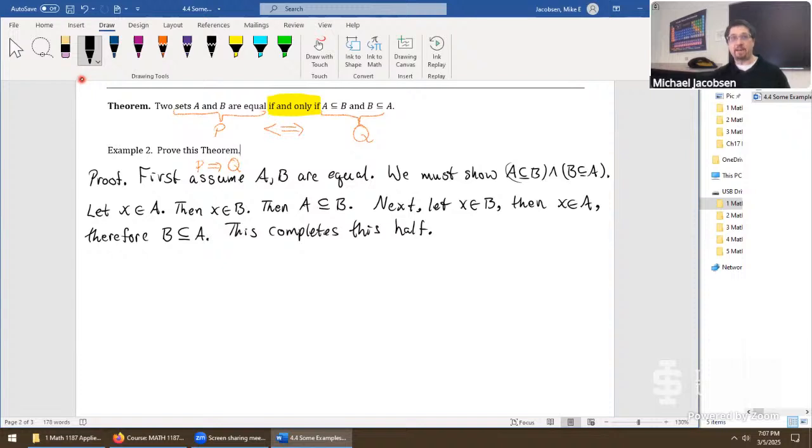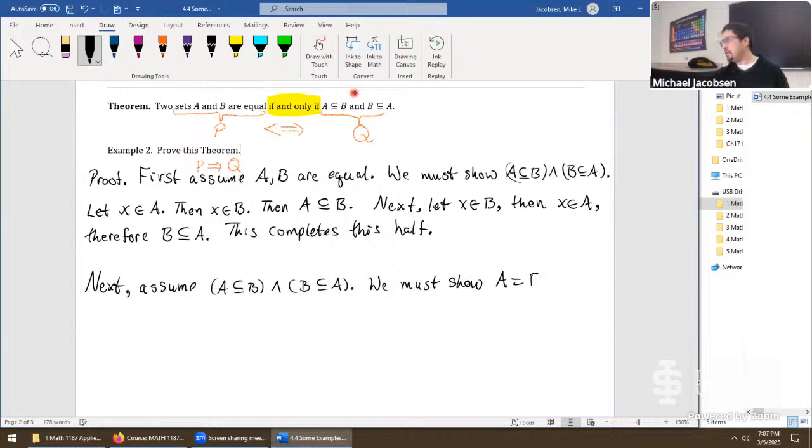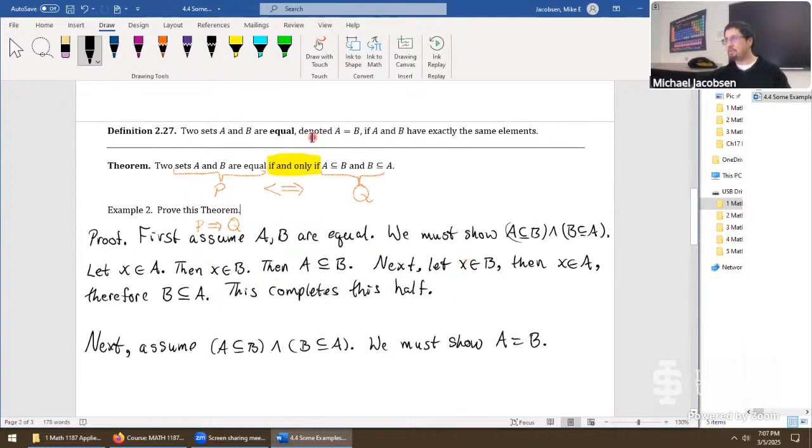So now here's the backwards direction. Next, assume this statement. A is a subset of B, and B is a subset of A. We must show A equals B. So that has to be our conclusion. But how can we do that? Well, this whole proof, when you really look at it, it just seems like it's a different rewording of this whole definition. So let's follow that to the letter.